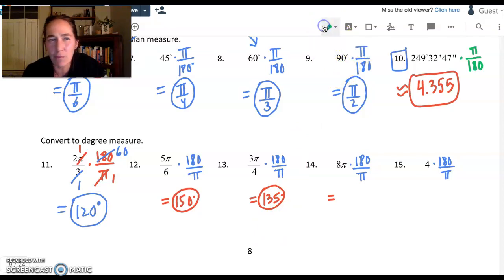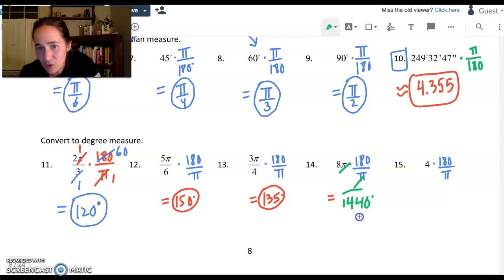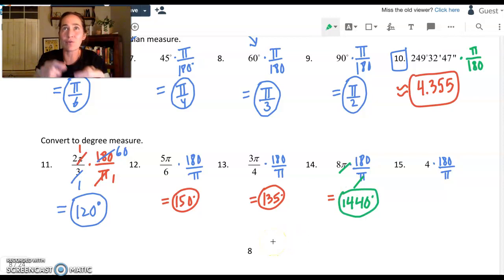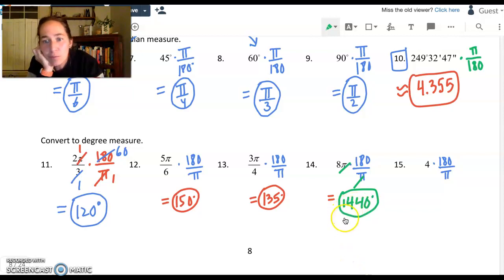14 just gave me a pretty big degree measure. The pi's cancel. And then 8 times 180 ends up being 1440 degrees, which is an acceptable answer. That demonstrates that 8 pi is going around the circle in full revolutions: once, twice, 3 times, 4 times around the circle. But this might be a good instance to bring in a coterminal angle measure that's a lot smaller. So an angle that's going to land in the same spot, but it's a lot smaller.